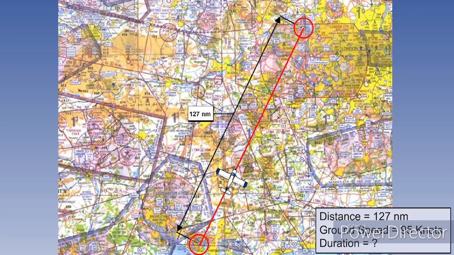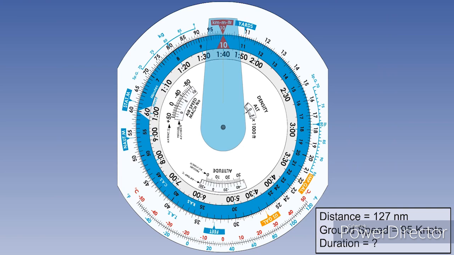For example, let's work out the duration of a flight if we have a ground speed of 95 knots and a distance of 127 nautical miles to fly. First, we'll do a rough mental calculation. If we have to travel 127 nautical miles at a ground speed of 95 nautical miles an hour, we're going to take between 1 and 2 hours to cover the distance.